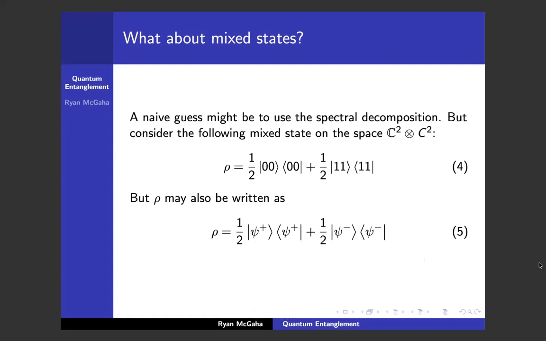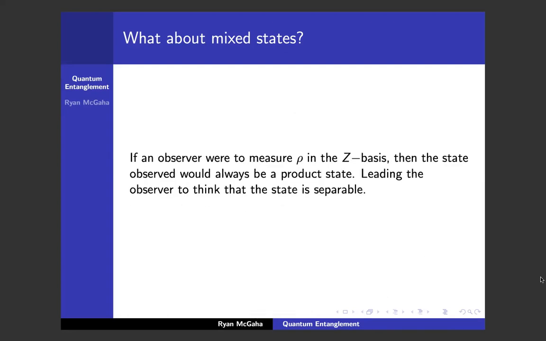However, you can also write it this way. If you just write out these Bell states right here, you notice some cancellations, and it actually turns out to be the same thing as in 4. However, we just wrote our rho as a linear combination of entangled states. The Bell states φ plus and φ minus are both maximally entangled. So here what happens is if an observer tries to measure that density operator in the Z basis, then the state you observe will always be a product state. You'll only ever observe 0,0 or 1,1, never any superposition of the two.